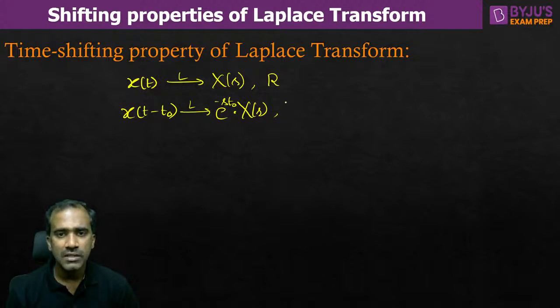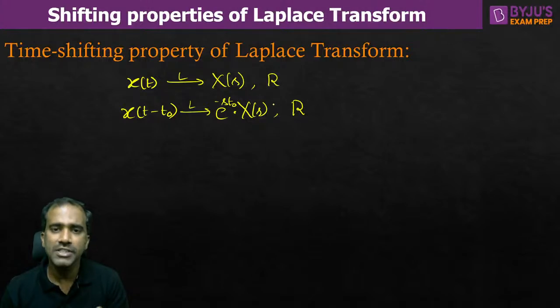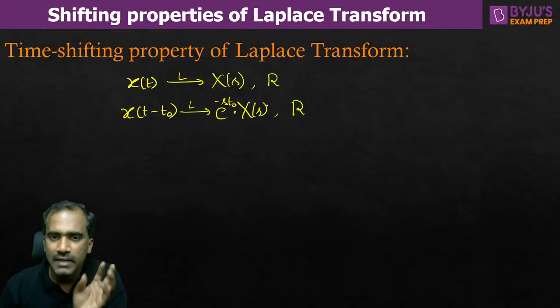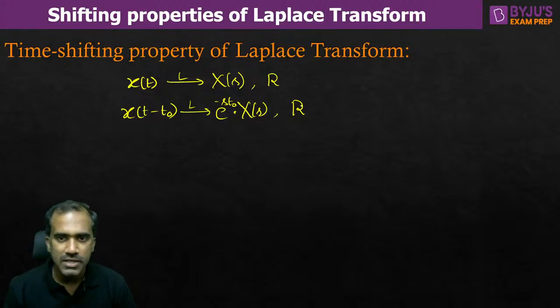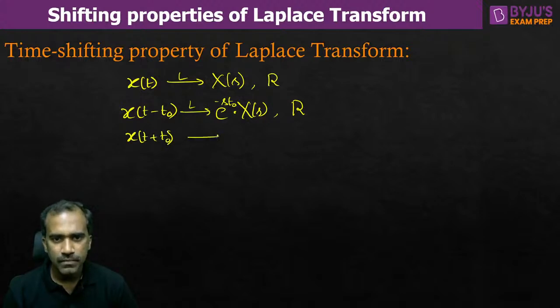Is there any change in the ROC? It may be there, it may not be there. Mostly, the ROC may not change much. Even if the ROC changes, it will change very slightly. Only the infinity and minus infinity points might become not part of the ROC. We'll take some examples to understand it better. The ROC may or may not change, so it's difficult to represent it here. If it is t plus t0, the Laplace transform is e power s t0 into x of s. See this one? If there is a plus sign here, it is a plus sign here.